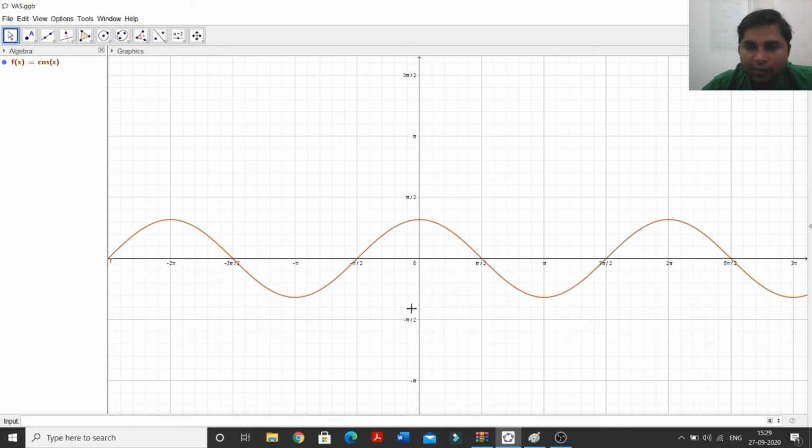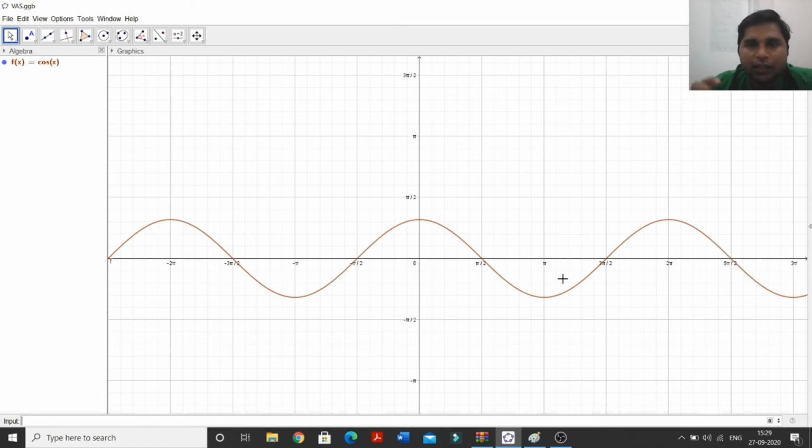Domain is all real numbers and range is between minus 1 to 1. And this is 1 here, and this one is minus 1 on y-axis. I have kept in terms of pi just to explain you the inverse function concept. So here, as you can see, that cos x is a many to one function. It's not 1 to 1.